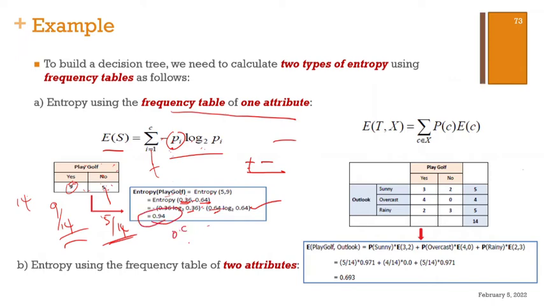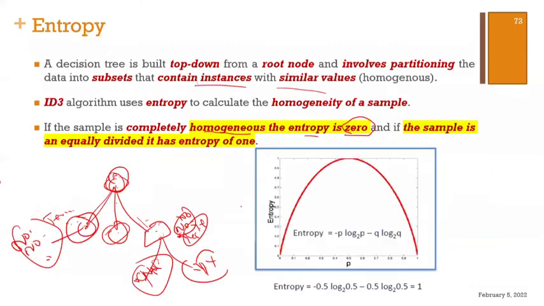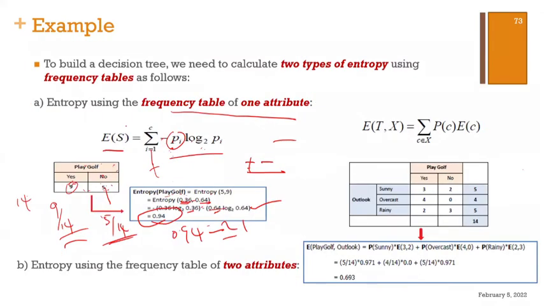So 0.94, you can see, is closer to 1. I said, if you remember the rule, when entropy is 1, it means the data is divided equally. You're going to have the same number of no and the same number of yes. However, here it is not equal to 1, but close to 1.